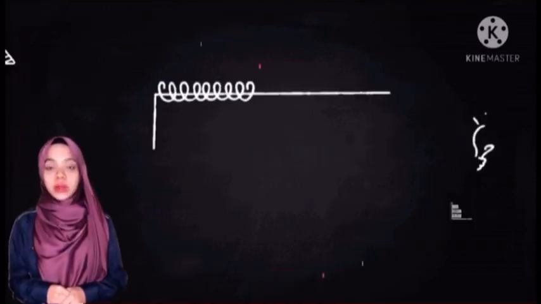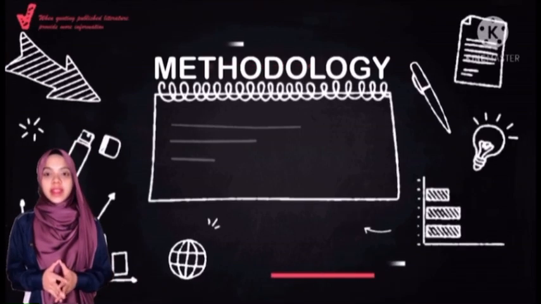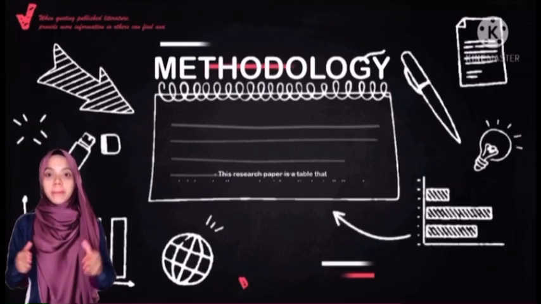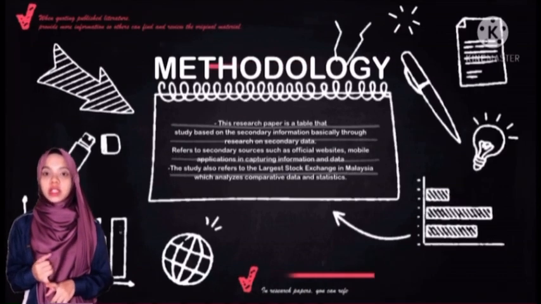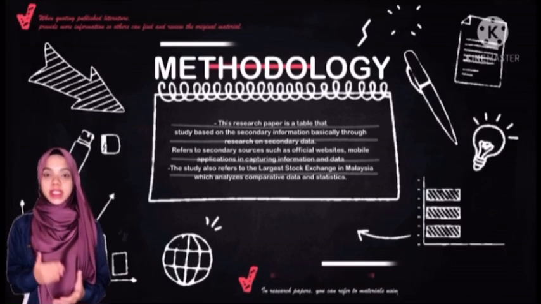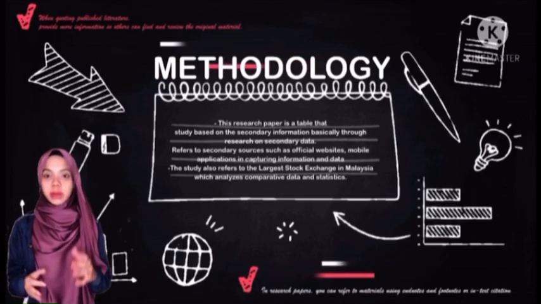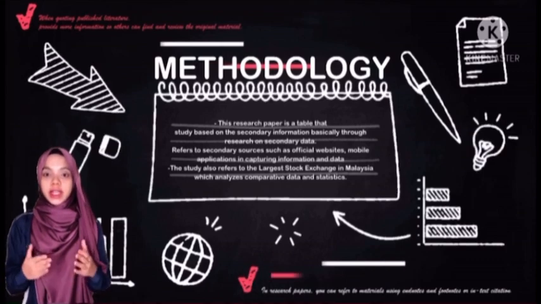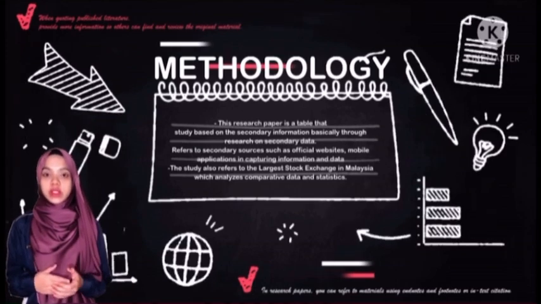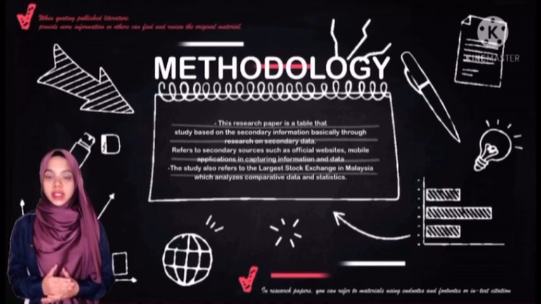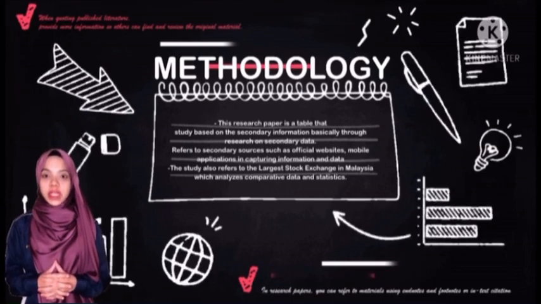I will continue about the methodology of our research. This research paper is a study based on secondary information, basically through research on secondary data, such as various articles, journals, websites, and more. This study refers to secondary sources such as official websites and mobile applications in capturing information and data to generate the latest ideas and views on published topics in Malaysia. The study also refers to the largest stock exchange in Malaysia, which analyzes comparative data and statistics, and to get a clearer perspective on this matter, interviews are often taken informally.